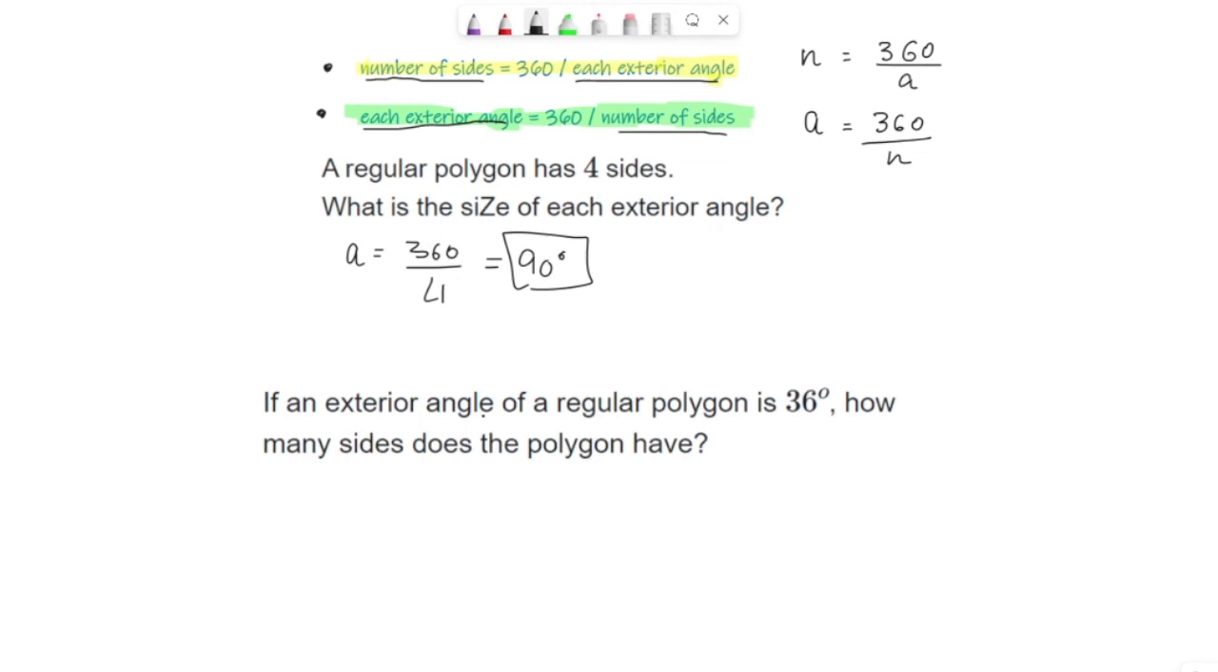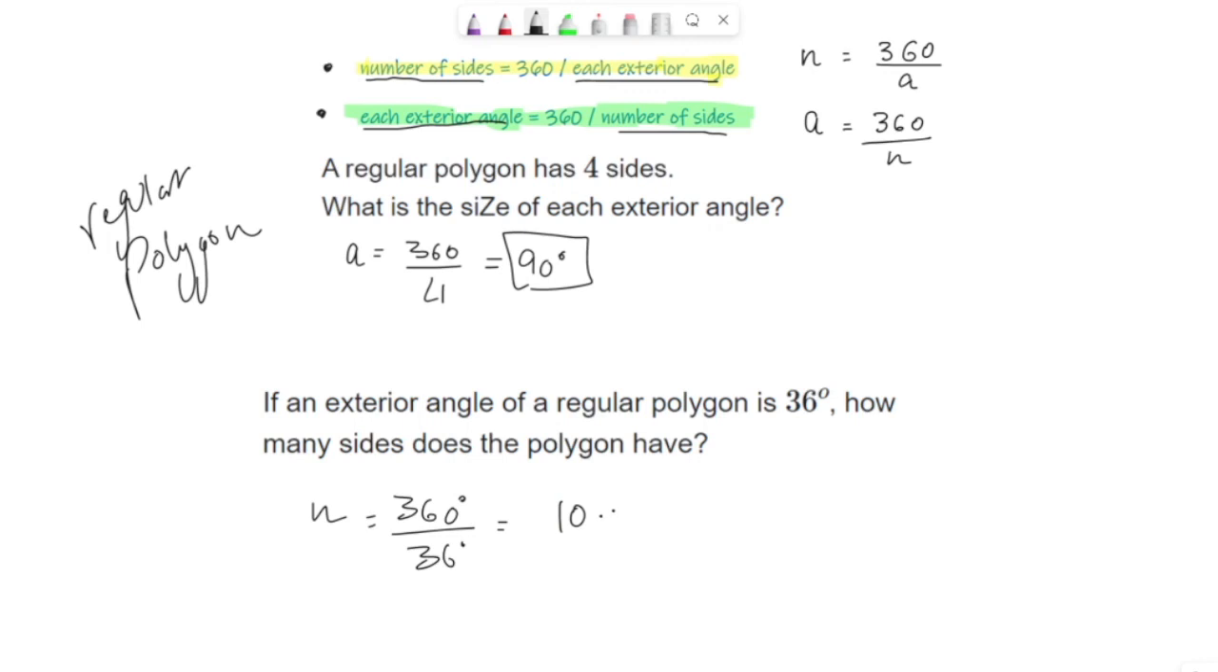Now if an exterior angle of a regular polygon is 36 degrees, how many sides does the polygon have? So to know the number of sides, 360 degrees divided by each exterior angle. And this only happens with regular polygons, remember. These formulas work whenever you're dealing with regular polygons. So 360 degrees divided by 36 will give you 10. So there are 10 sides in that polygon, or 10 exterior angles.